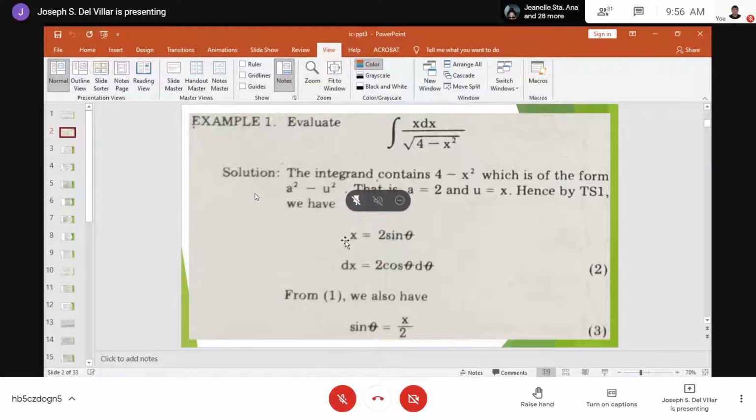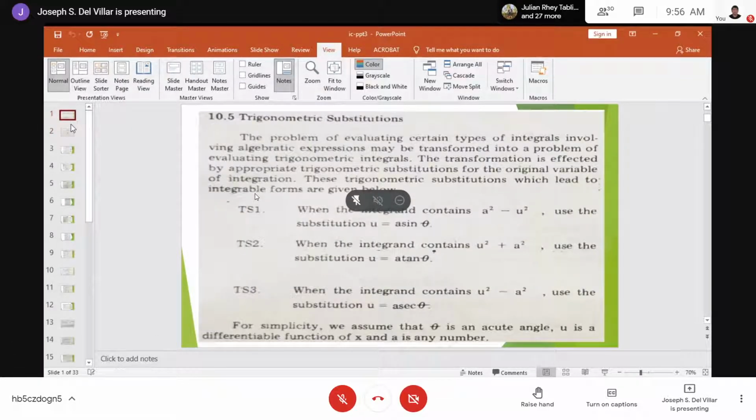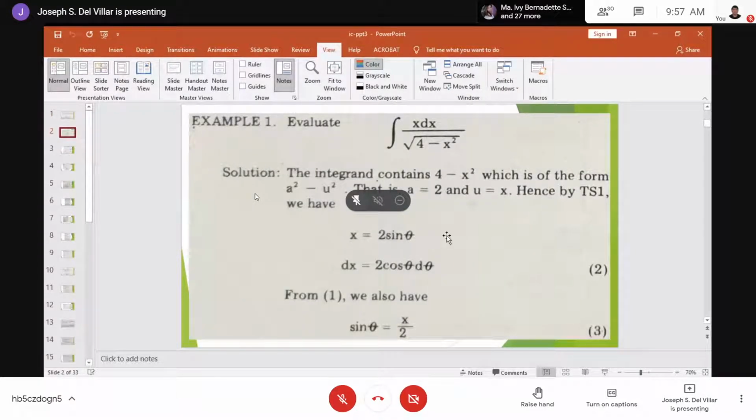Okay? So therefore, the substitution is this one. Gagamitin natin yung let u be equal to a sine theta. Letting u be equal to x, kasi yun yung sa given, makes use of x. So let u be equal to x. So therefore, we use the substitution u is equal to a sine theta. So that is x is equal to 2, kasi yung a natin is square root of 4, which is 2. Di ba? So x is equal to 2 sine theta.